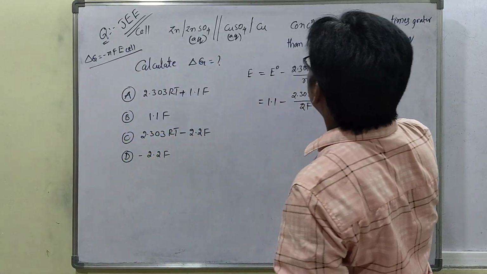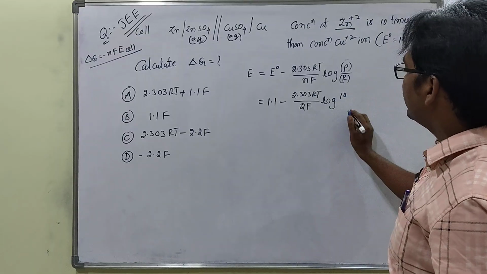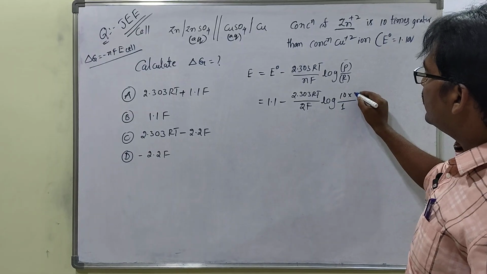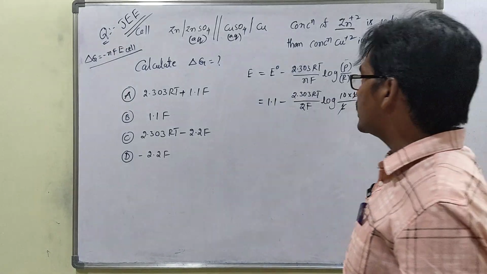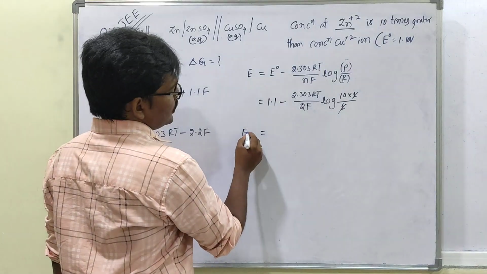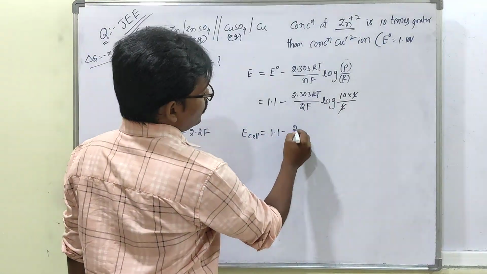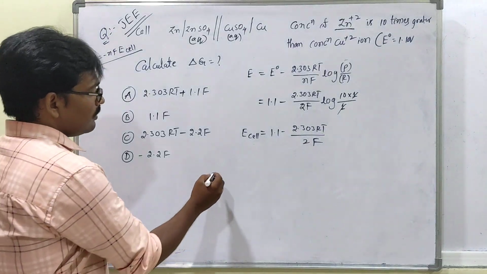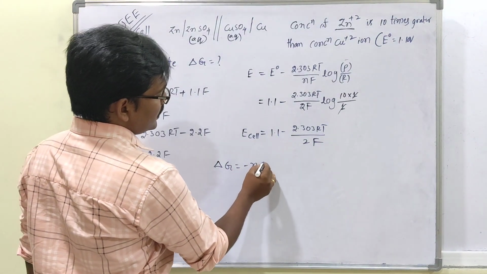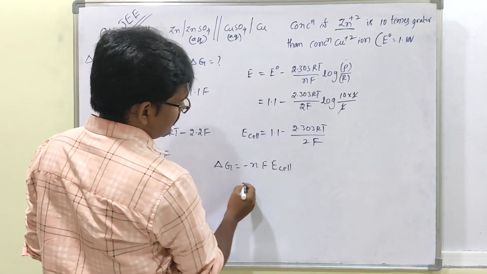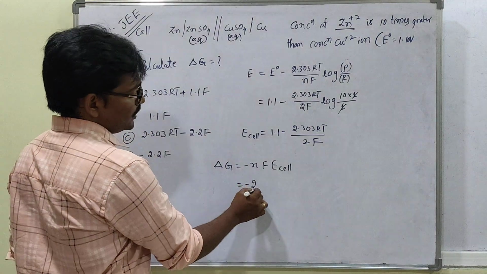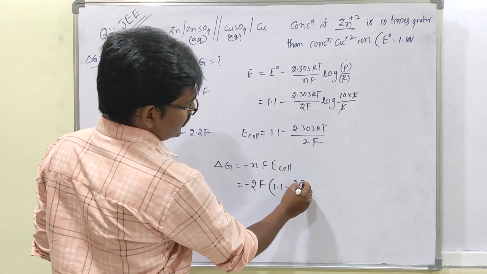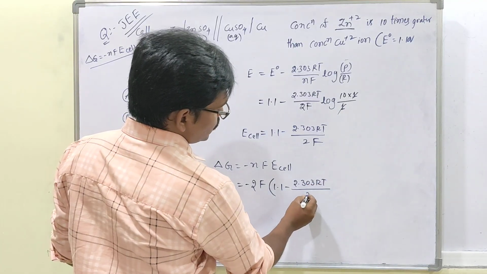The product concentration is zinc, right? Zinc is 10 times greater than copper. If copper is 1, then zinc is 10 times greater. Cancelling the 1, we get log 10, and the value of log 10 is 1. So the E cell value finally is 1.1 minus 2.303 RT divided by 2F. But what do we need? We need the delta G value. Delta G equals minus nF E cell. We substitute the E cell value in it: minus n, which is 2F as usual, right? Then E cell value 1.1 minus 2.303 RT divided by 2F.